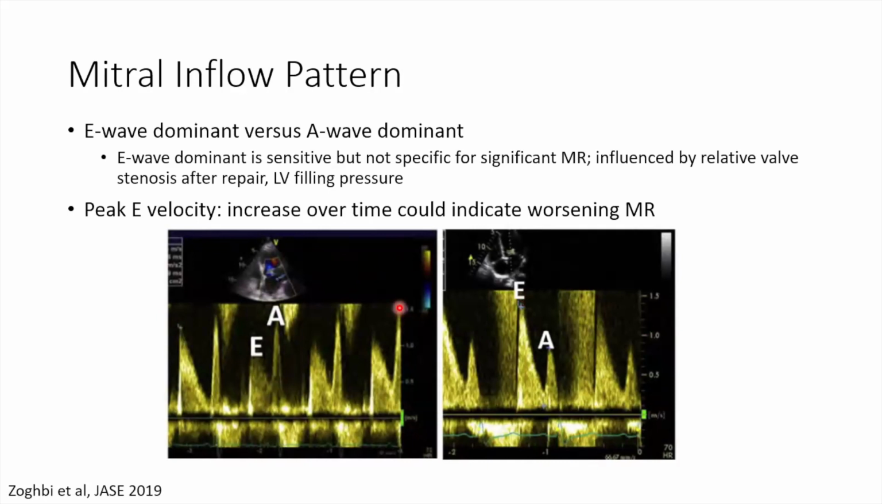But although it's sensitive for reduction in MR, it is not necessarily specific, because it can be influenced by a lot of things: by the mitral stenosis that has been created after repair, by LV filling pressures, and obviously this can only be assessed in the setting of sinus rhythm. Peak E velocity, we do mention, is something that could be followed over time. If you see that perhaps there's increasing mitral regurgitation over time as you're performing surveillance in subsequent studies, then the peak E velocity may actually increase over time, and that could be an indication of mitral regurgitation.